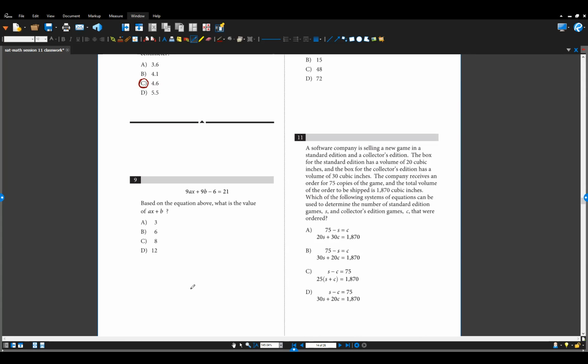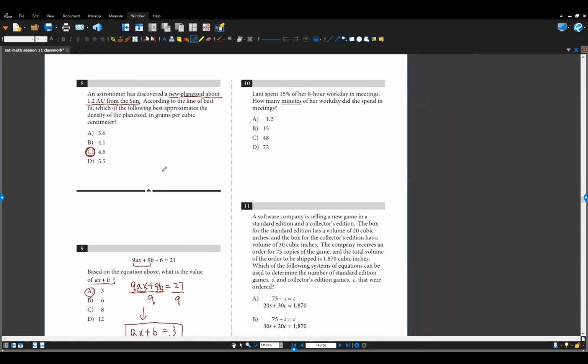All right, number 9. What is the value of ax plus b? So from here, we can try to find ax plus b, right? 9ax plus 9b equals 27. How can you find ax plus b over here? It has the same coefficient. You can divide both sides by 9. You'll get ax plus b, which equals 3. That's the answer.